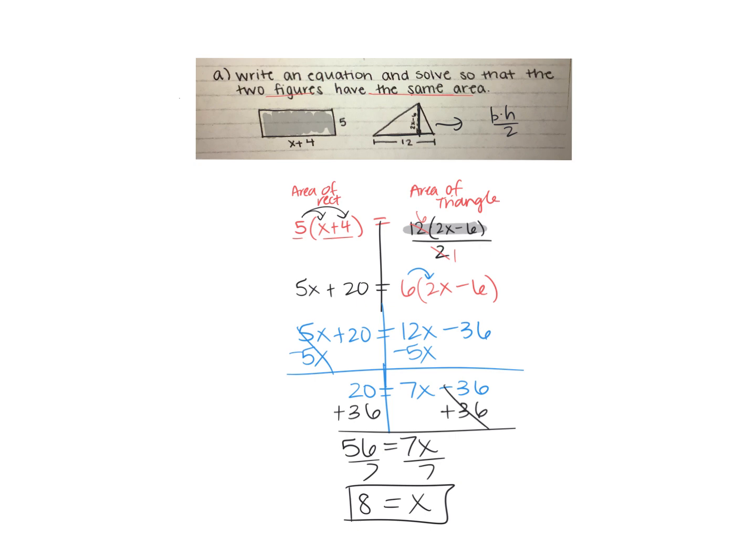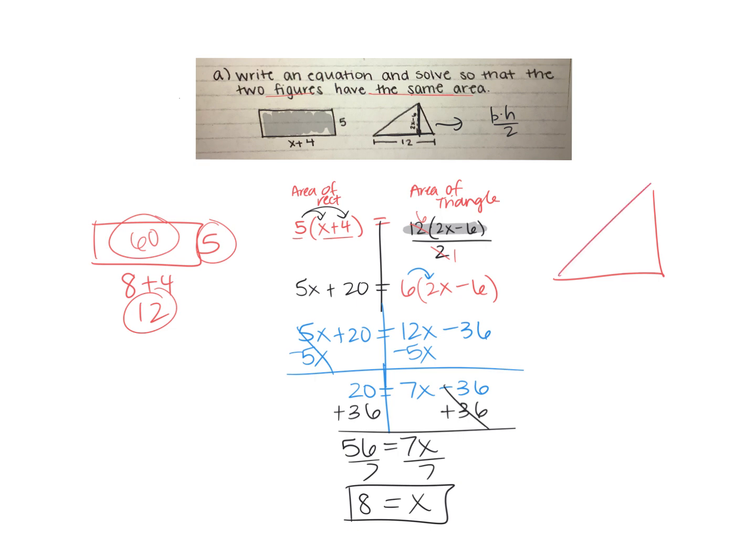Now, if I wanted to actually find out how long the rectangle is, well, this side's 5, and then the bottom was x plus 4, so 8 plus 4 is 12. And then my area, if I wanted to know the area of that rectangle, I would do 12 times 5, which is 60. There's my area. Same thing for my triangle. I know that this is 12. On this side here, the height was 2 times 8 minus 6. So 16 minus 6 is 10. So there's my height. And then if I wanted to find the area, I do 12 times 10, which is 120, divided by 2, which gives me 60. You don't have to write all of that down, but I just wanted you to try one like that.